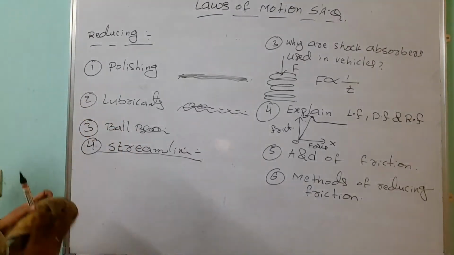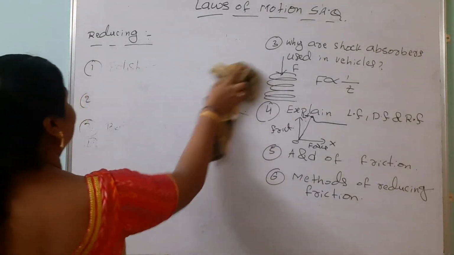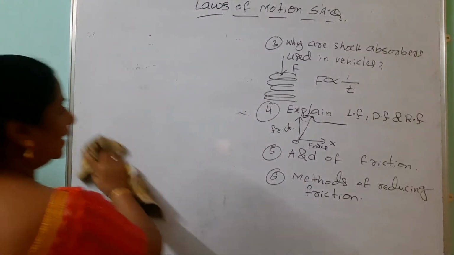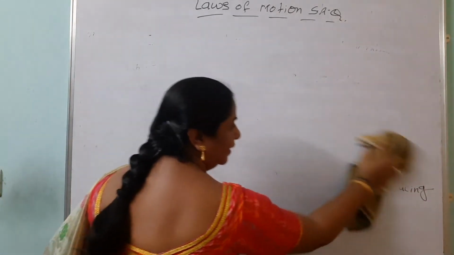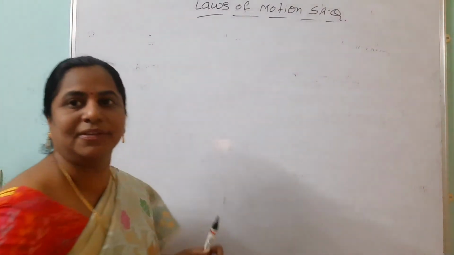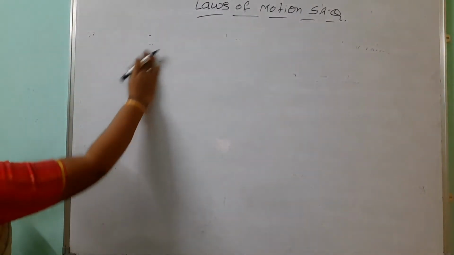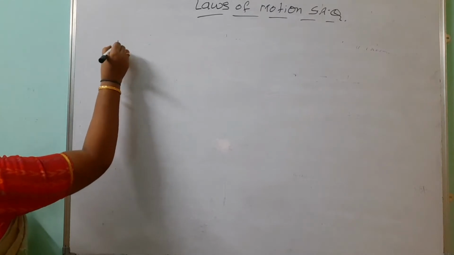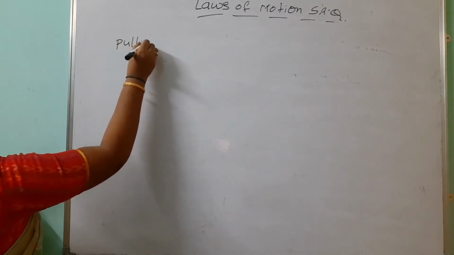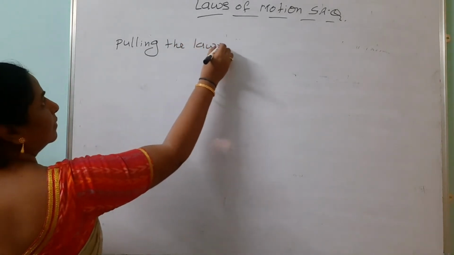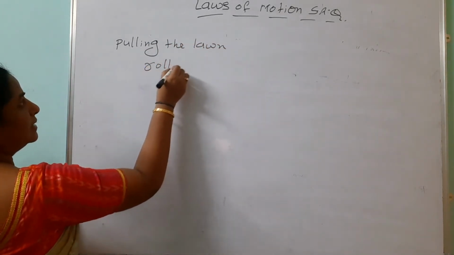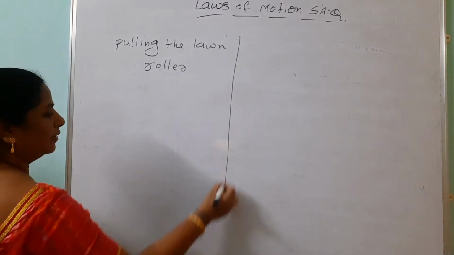Then the very important next one. Why is pulling the lawn roller preferred to pushing the lawn roller? It is also very important. On one side I am taking pulling the lawn roller. On the other side I am taking pushing the lawn roller.